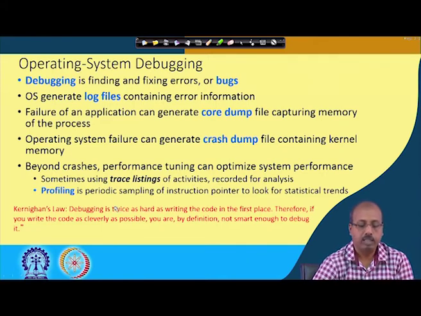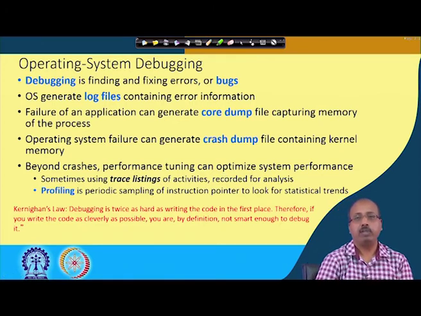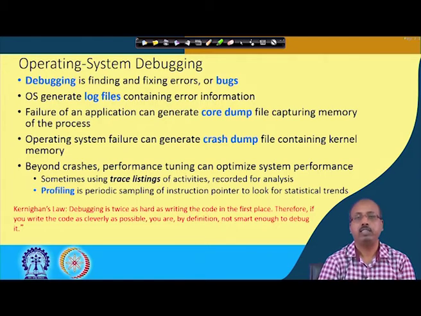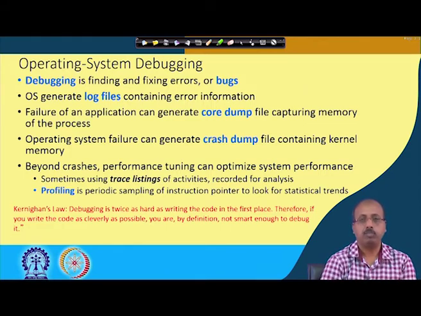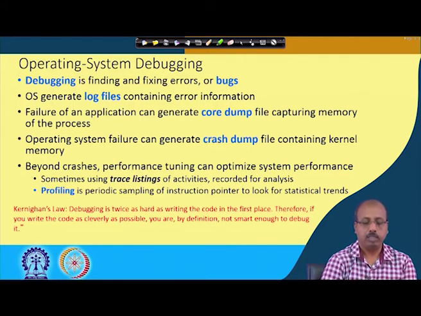This tuning can be done sometimes using trace listing of activities recorded for analysis. We just keep a trace of what was happening for, say, the last one day, and based on that we may try to figure out what can be done for tuning the system better. Profiling is periodic sampling of the instruction pointer to look for statistical trends, like which type of code was executed more, whether it is doing some IO access or some computation. That data is taken, and later somebody may do a statistical analysis to see whether we can do something in the tuning process.